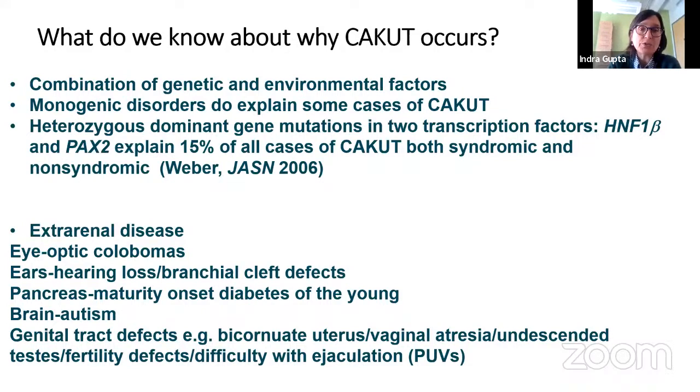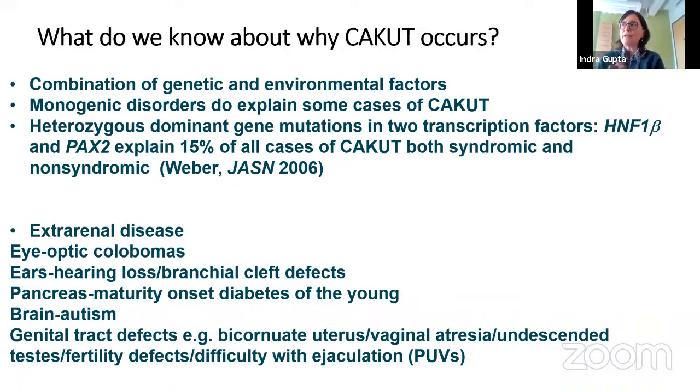There are some monogenic disorders that do explain some cases of CAKUT, but currently I would say that might account for 15 to 20% of all cases. So that means there's a huge number that we don't have clear monogenic inheritance for. For those monogenic disorders, we definitely do know that there are heterozygous dominant gene mutations in two transcription factors that seem to come up frequently. One is in HNF1 beta, and the second one is in PAX2. And those two genes may explain 15% of all cases of CAKUT, both syndromic and non-syndromic.